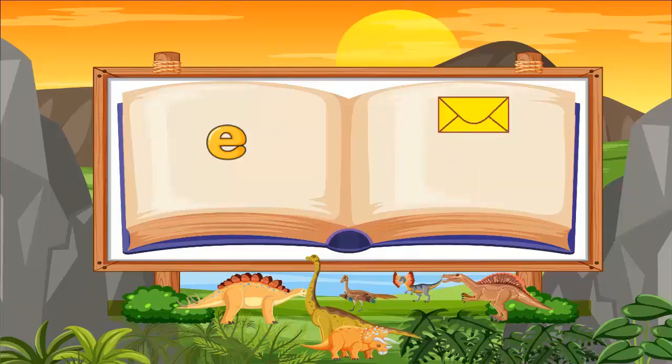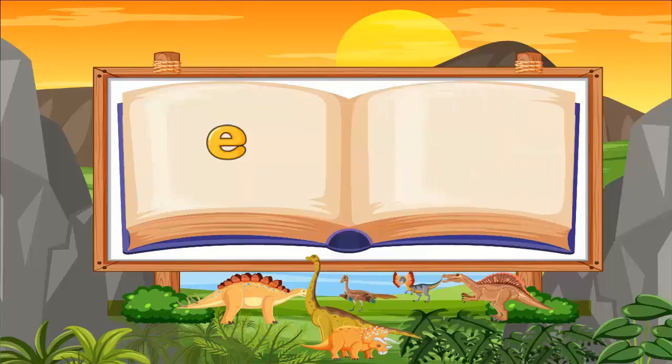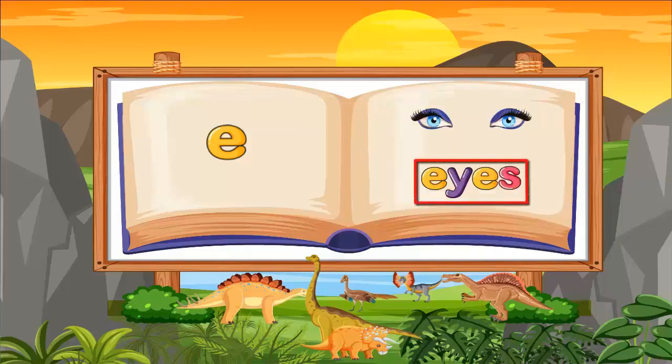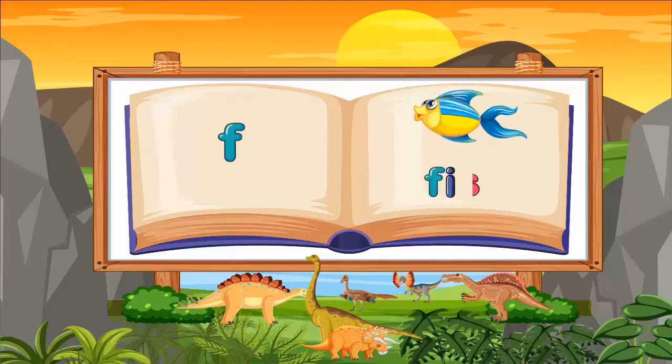E for envelope. E N V E L O P E envelope. E for eyes. E Y E S eyes. We are going to learn words starting with the letter F. F for fish. F I S H fish.